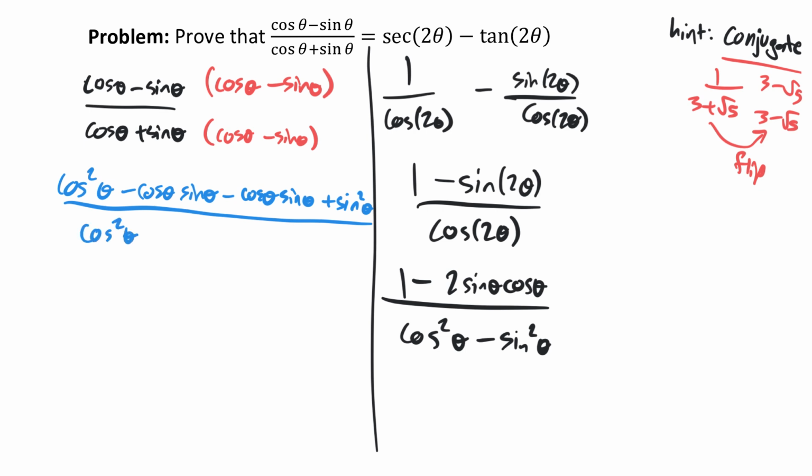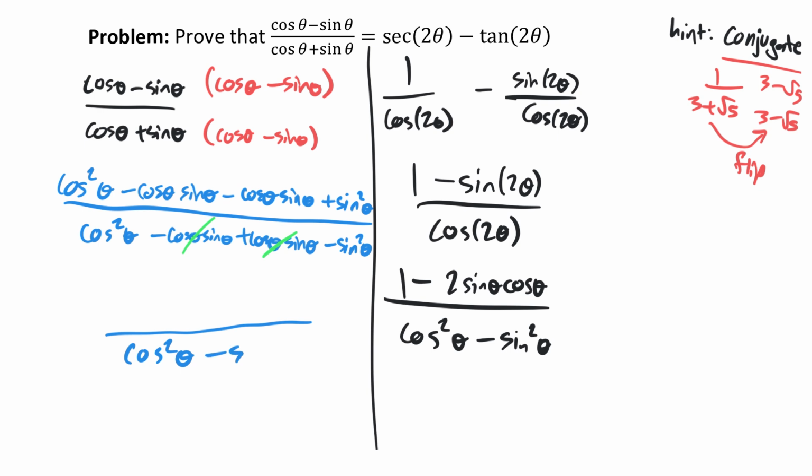Then you get cos theta sine theta as a minus. Then cos theta sine theta as a plus. So this minus cos theta sine theta and this plus cos theta sine theta, they always cancel. When you do the conjugate, the middle terms always cancel out. And that's super nice because now what I have here, I mean, it's a mess, but the bottom is the same on both sides. That's super encouraging.